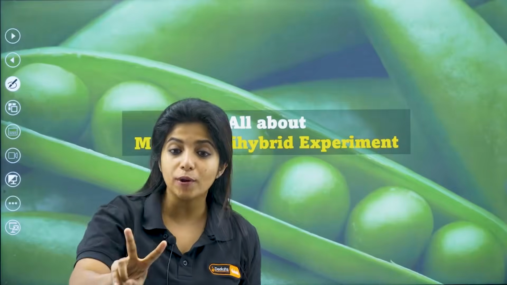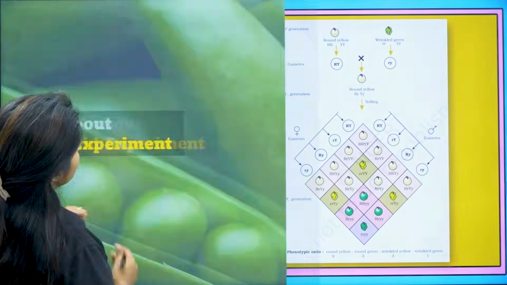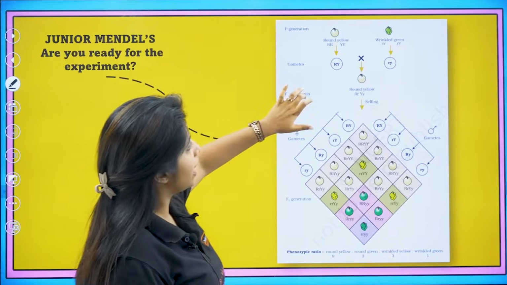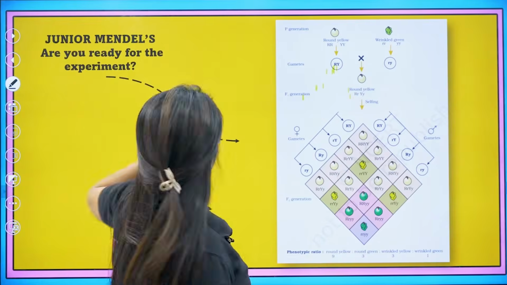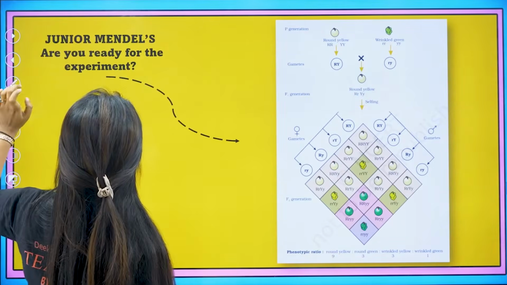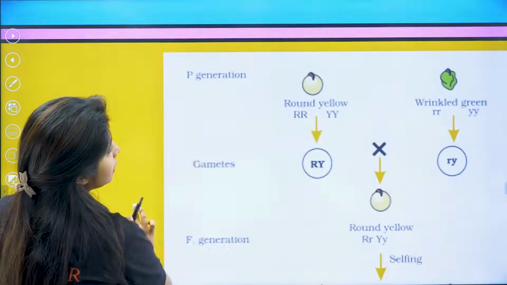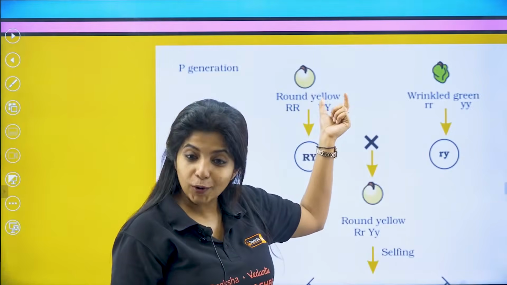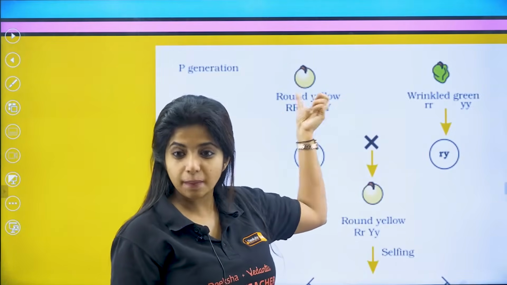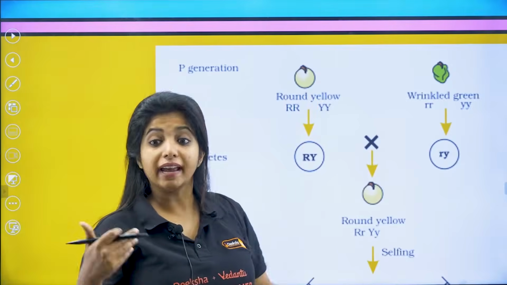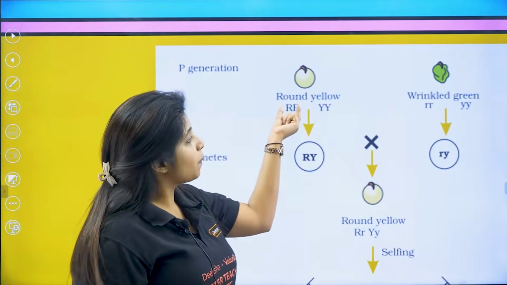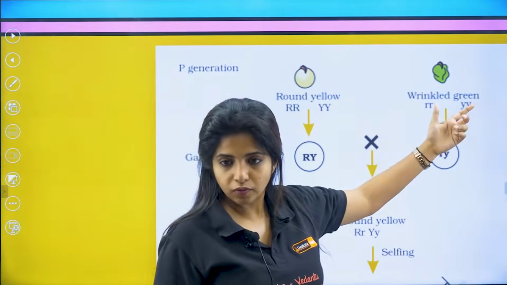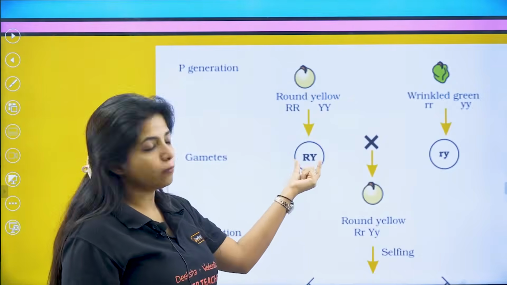Dihybrid means you are studying two characters at once, my dear children. So over here what exactly happens? Junior Mendels, I hope you are ready for the experiment. Over here I am taking a round and yellow plant, and over here a wrinkled and green plant. So round is a character, yellow is a character. Two things have been taken up: round is the shape and yellow is the color. That is why I call this a dihybrid cross, because now I am going to cross them. Here the dominant ones I have taken are capital R and capital Y. Similarly small r, small y. I have taken that, and now whatever gametes are going to form, they are going to be formed like this.